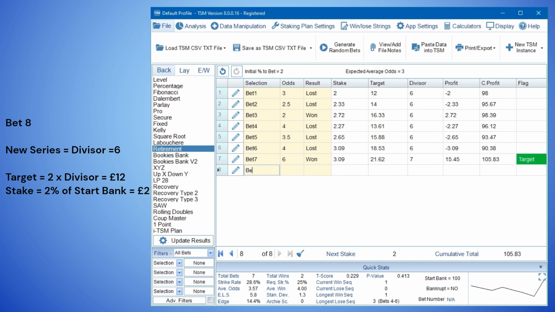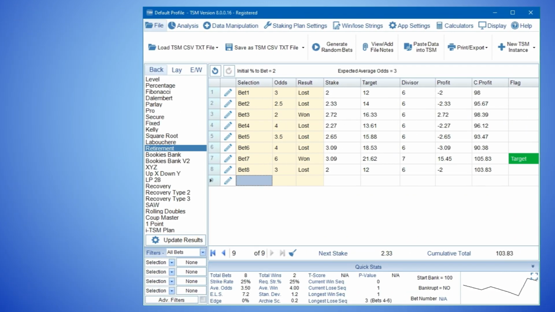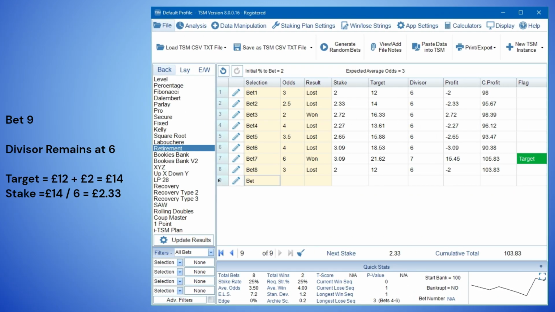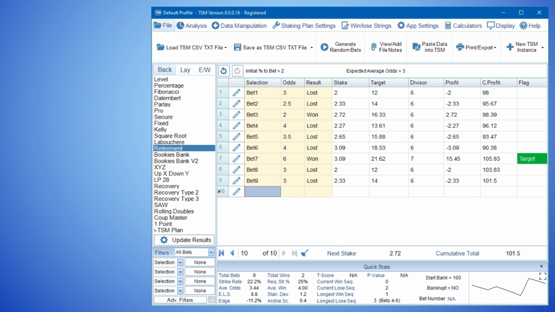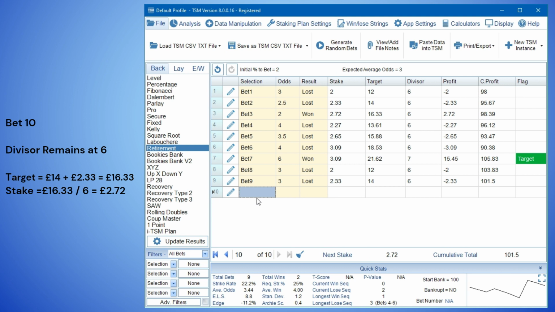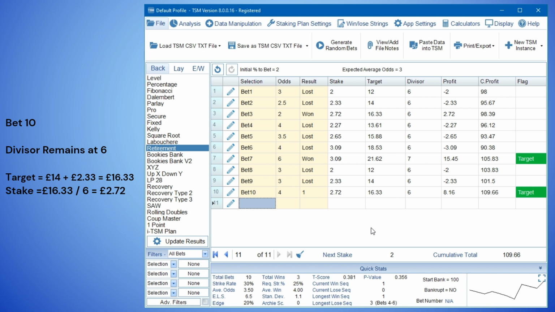Bet 8. New target of stake multiplied by divisor equals 12 again. Bet 8 loses. Our series loss is 12 plus 2, which is equal to 14. Bet 9. Bet 9 stake is 14 divided by 6, which is equal to 2.33. Again this bet loses. Bet 10. Bet 10 target is 14 plus 2.33, which is equal to 16.33. Stake is 16.33 divided by 6, which is equal to 2.72. This bet wins at odds of 4, which gives a profit of 8.16.